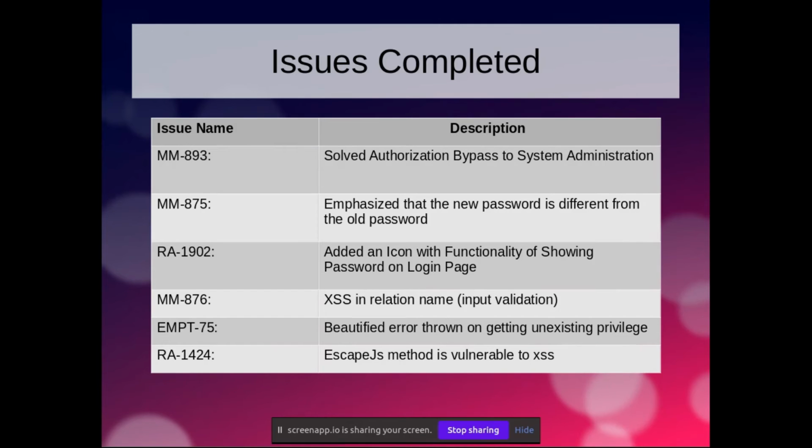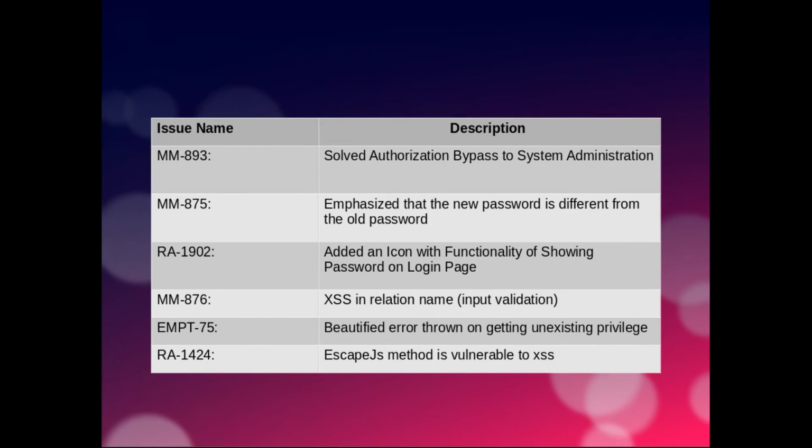I've also worked on issue EMPT75, where I have beautified the error thrown on trial to access an existing privilege. I have also worked on issue RA1424, where I have replaced the occurrence of method escape.js, which is vulnerable to XSS, in as many modules as I could. I have replaced it with the method encode JavaScript, which is more secure.